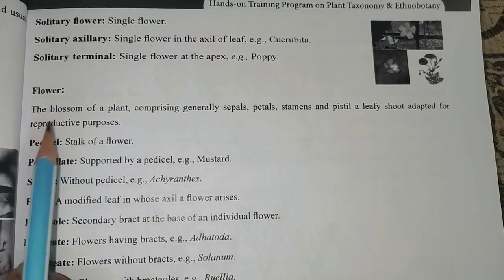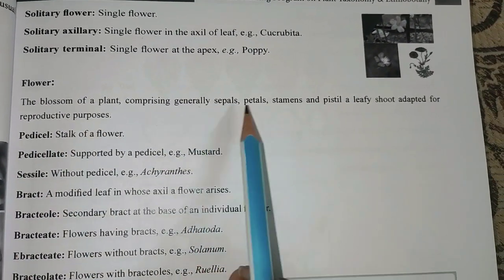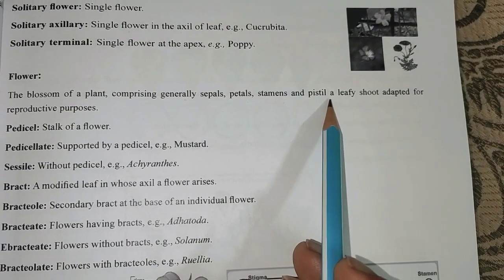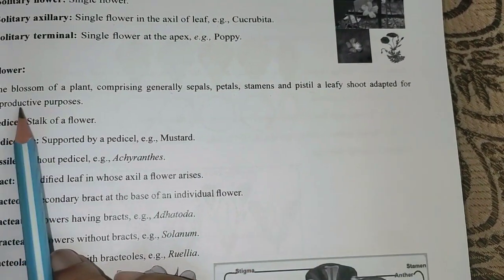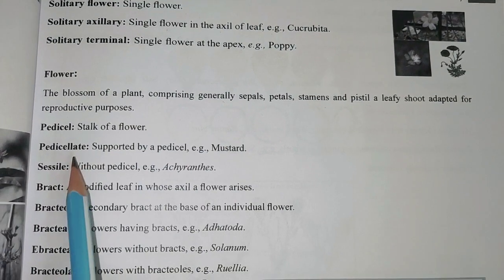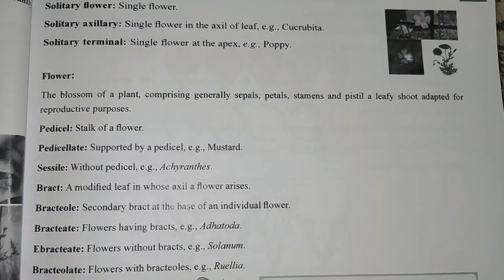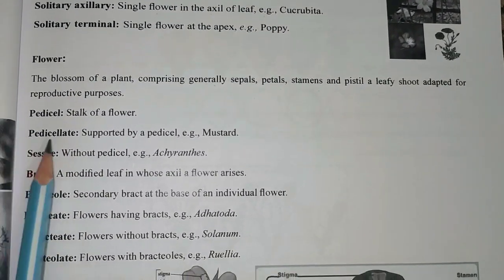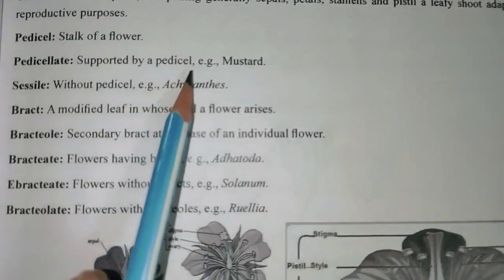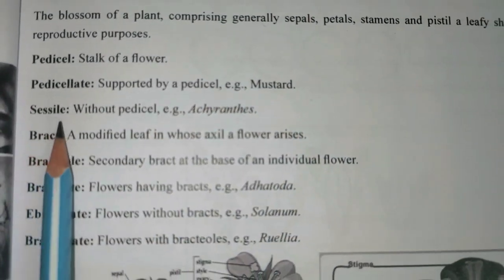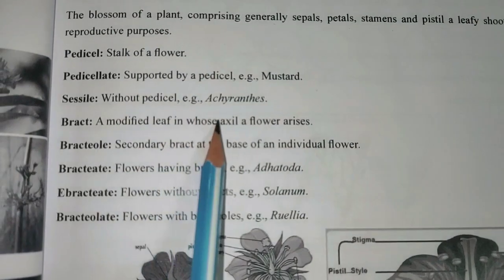Flower. The blossom of a flower comprising generally sepals, petals, stamens, and pistil. A leafy shoot adapted for reproductive purposes. Pedicel. Stalk of a flower. Pedicellate. Supported by a pedicel, like mustard. Sessile. Without pedicel. For example, Echiranthes.